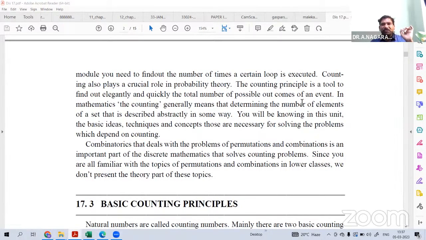Here, combinations is nCr. We have a formula: n factorial divided by r factorial into n minus r factorial. It comes under the 10th class, 8th class and so on. And the permutation is n factorial by n minus r factorial, while n factorial by n minus r factorial into r factorial comes to combinations.